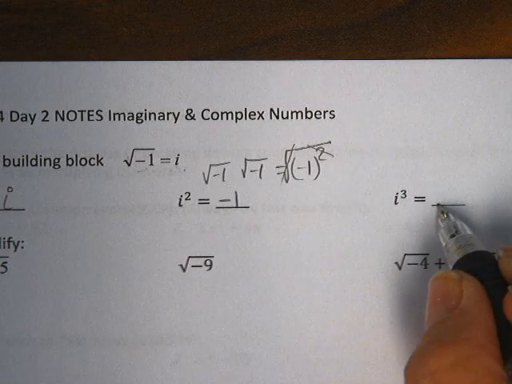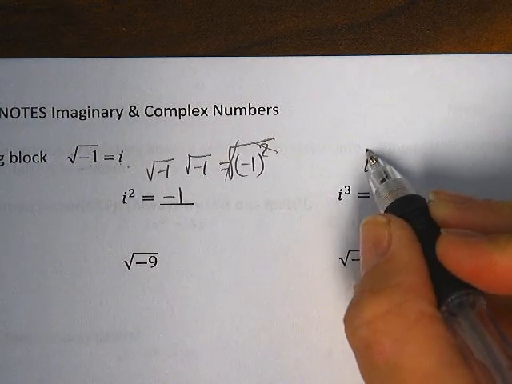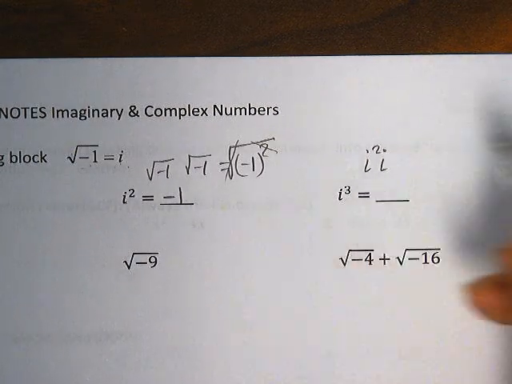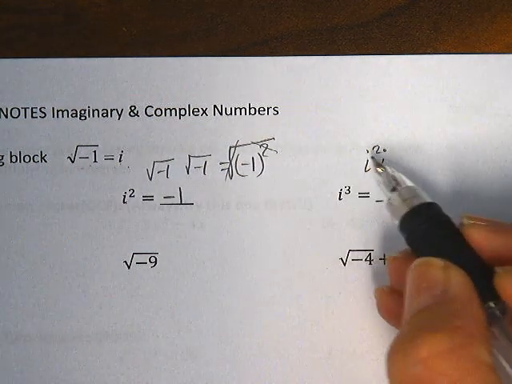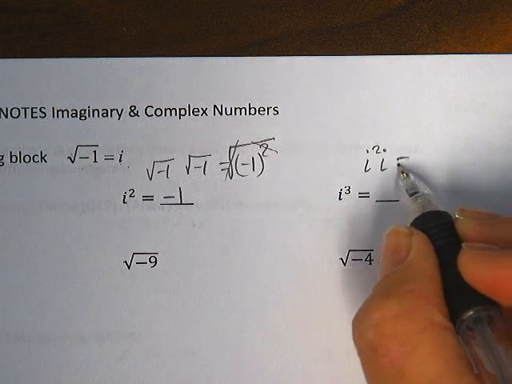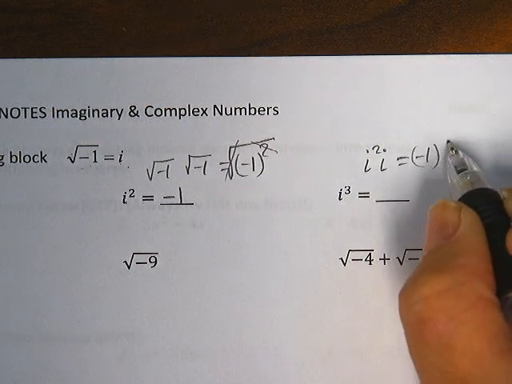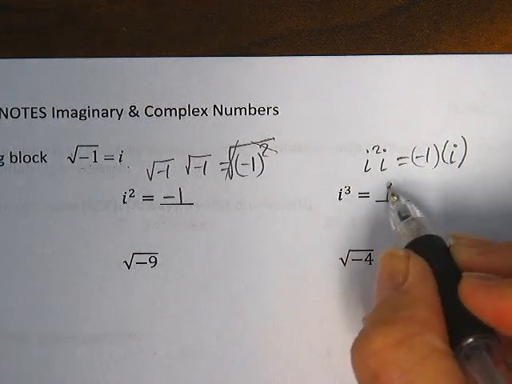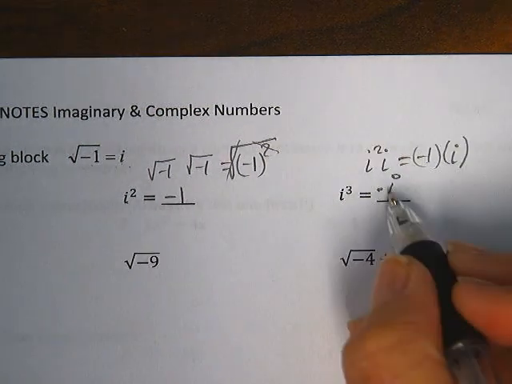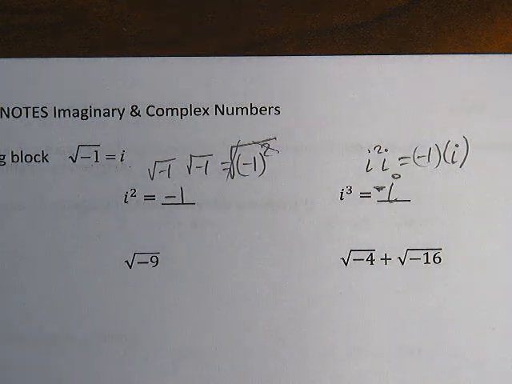i cubed is the same thing as i squared times i. And we just defined i squared as -1. So we can replace the i squared with a -1 multiplied by i. So -1 times i is a negative i. Let's make sure that negative stands out.